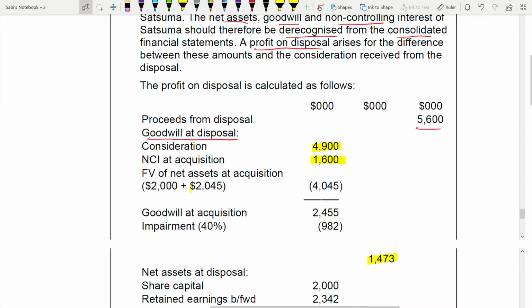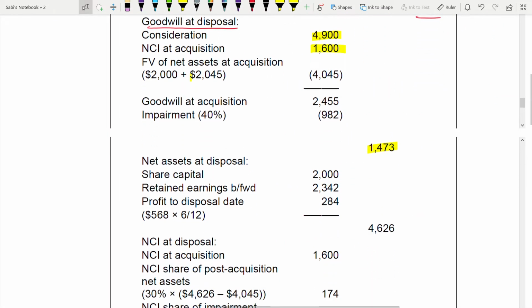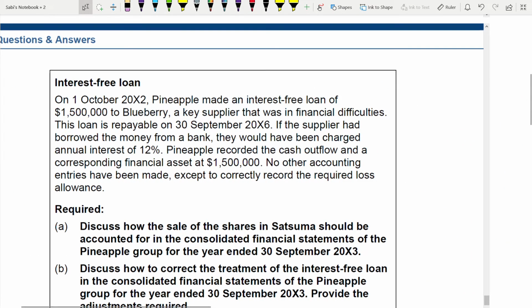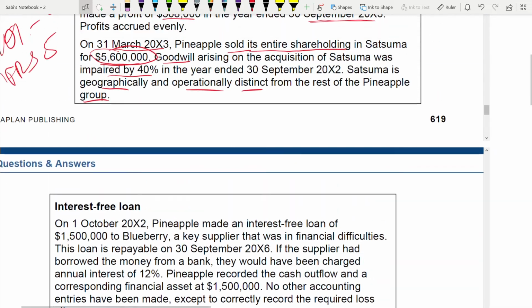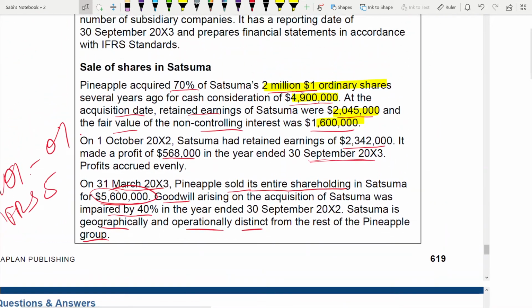Okay. After that, now we are moving to the second item, which is the net asset at disposal. So the goodwill part is over. We were calculating goodwill here to get this goodwill amount. Now net asset at disposal. So share capital 2 million. Retained earnings is 2342. Which retained earnings are you taking? At the date of disposal, not the opening retained earnings. Share capital will remain the same, but your retained earnings changed. It increased to this amount. This retained earning you are taking.